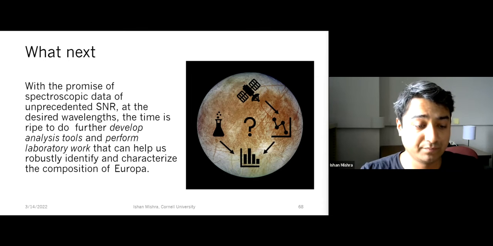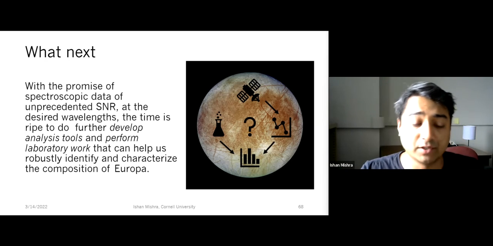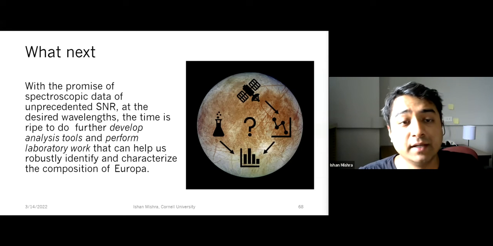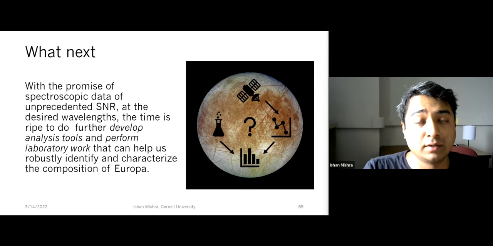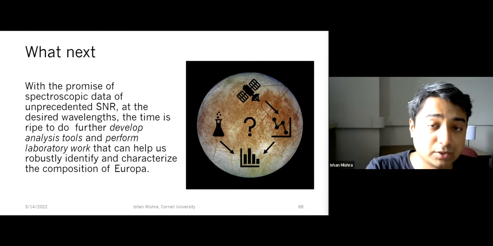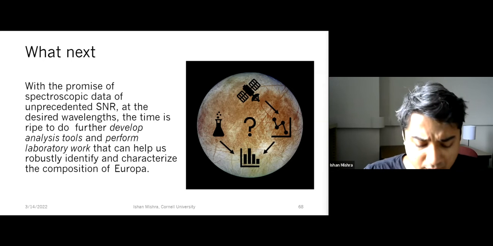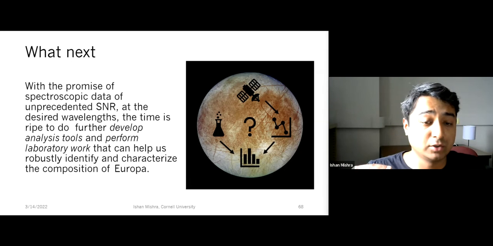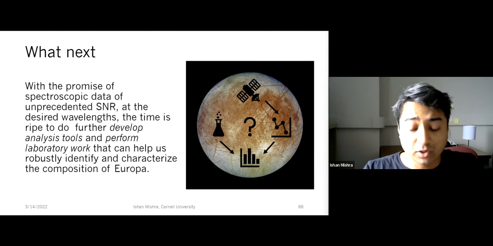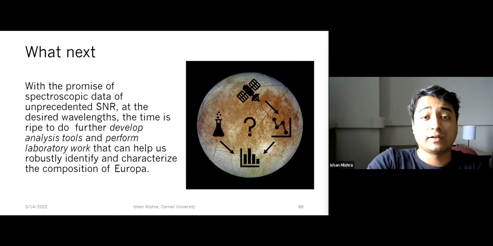And so personally, as I see the field going forward, I think it's very important to develop analysis tools, as I've talked about, but also perform laboratory work, because they not only support the models that I'm using and other people use, but you can also use lab data to test your models, which is something that has not been done much, specifically for a Europa-like case, where your actual sample might be damaged by radiation and your chemistry is modified by radiation. So your ocean's composition is not very directly reflected in the surface composition.